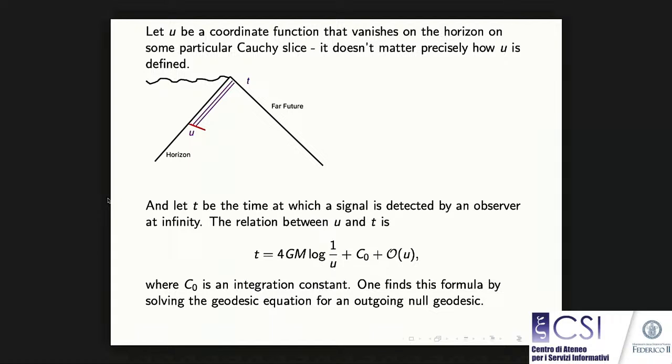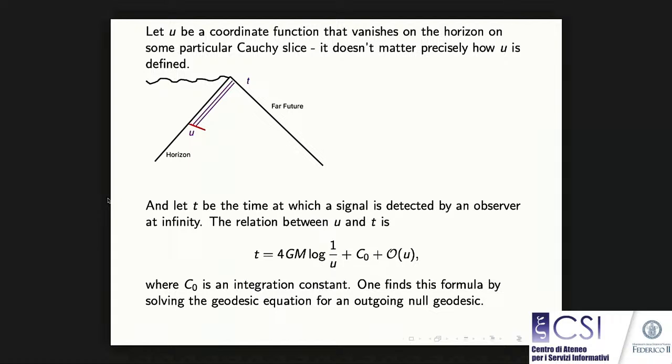And if you make that quantitative, by solving the geodesic equation for an outgoing null geodesic, you find that the Schwarzschild time, or equivalently the retarded time at which the signal escapes, is 4GM times the log of 1 over u, plus a constant, c0.